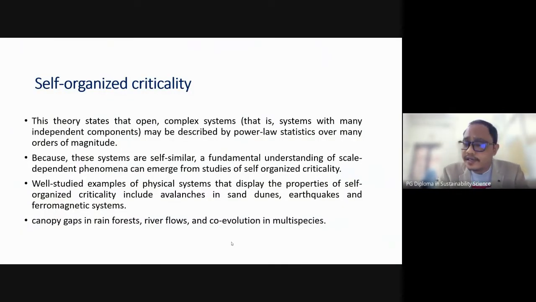Then self-organized criticality theory. This states that open complex systems may be described by power law statistics over many orders of magnitude, because all the systems are self-similar. You look into a forest, you look into a pond ecosystem, many systems are self-similar, and a fundamental understanding of scale-dependent phenomena can emerge from the study of self-organized criticality. So we will study examples of physical systems that display the properties of self-organized criticality, which include avalanches, sand dunes, earthquakes, and ferromagnetic systems. You can see that other examples are canopy gaps in rainforest, river flows, and coevolution in multi-species. This is self-organized, means to survive themselves, they evolve, right?